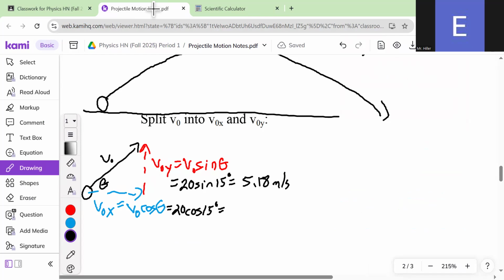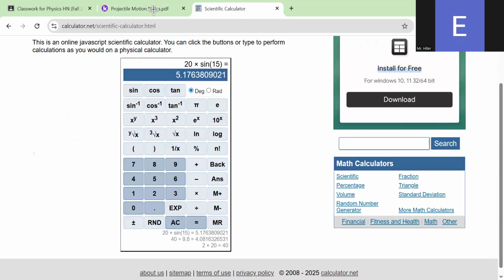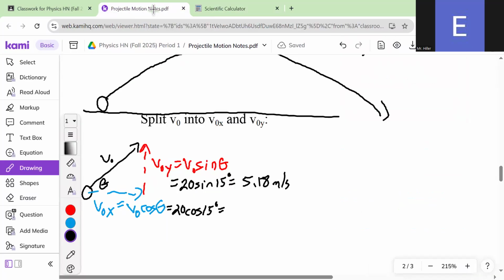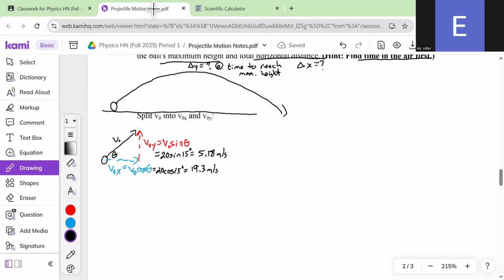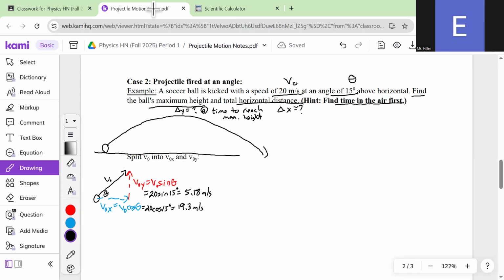Okay, when you find V naught x, same thing. I'm going to go 20 times the cosine of 15, and I'm getting about 19.3. Okay, now how am I going to find these things? There's a couple ways I can pull this off. I can find the time that it takes to get to the highest point.